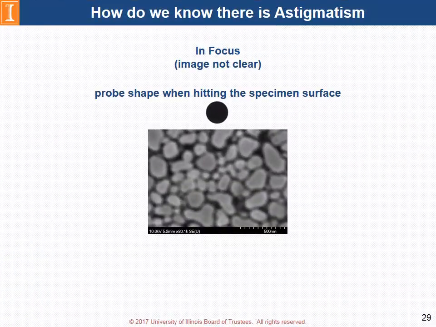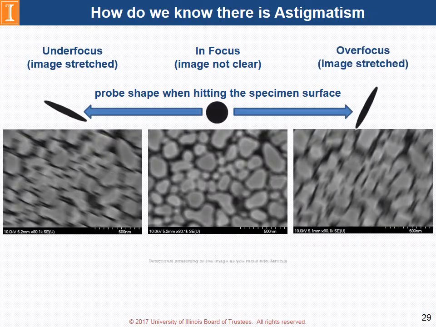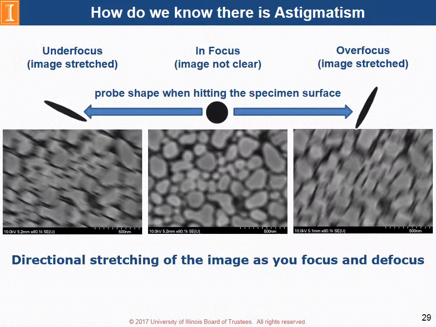So how do we know there is astigmatism that needs to be corrected? First, regardless of how hard you try, the image cannot be focused, like the one shown here. Second, you will see feature stretching as you turn the focus knob through focus and defocus. The two stretching directions are perpendicular to each other. The reason behind the feature stretching is the shape of the probe changing from round to oval due to astigmatism.